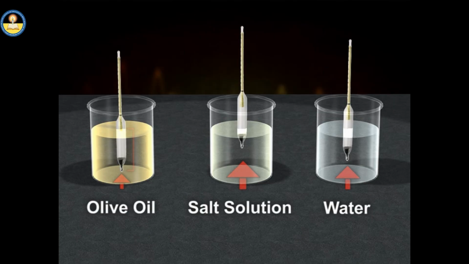That is, the buoyant force in olive oil is less, therefore the density of olive oil is also less. It sinks the least in salt solution. That is, the buoyant force in salt solution is more. Thereby, the density of salt solution is also more.